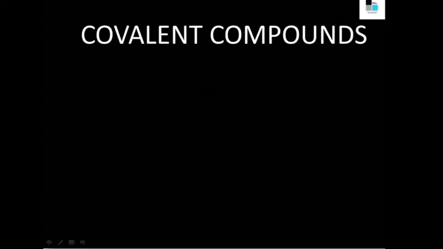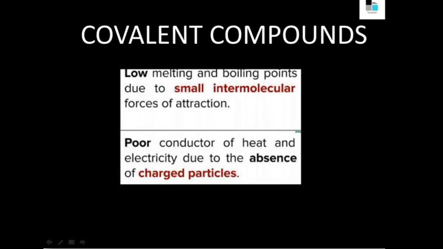But when I am talking about the properties of covalent compounds, they are just the opposite of ionic compounds, because covalent compounds have low melting as well as low boiling points, since a small intermolecular force of attraction is there between their atoms. In the ionic compound, high melting and high boiling point, but the covalent compound is just the opposite: low melting and low boiling point. Covalent compounds do not contain free electrons in them. There is an absence of charged particles, the same as free electrons are not there in covalent compounds. Since there is no free electron, it is a poor conductor of heat as well as electricity.